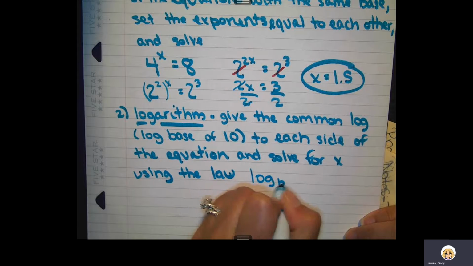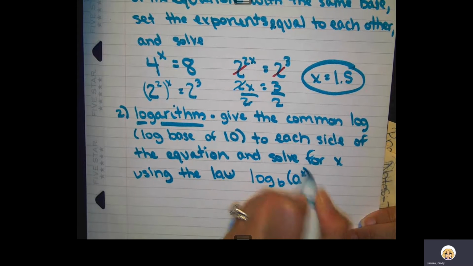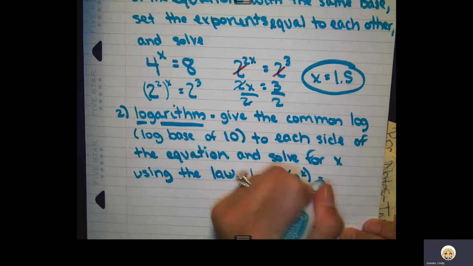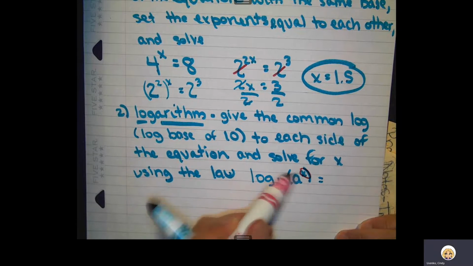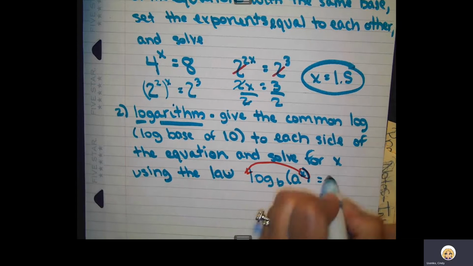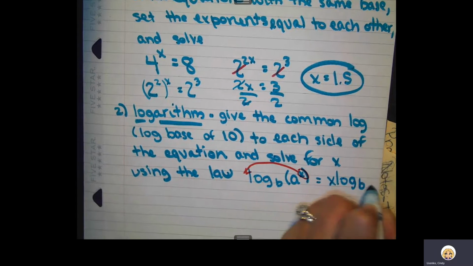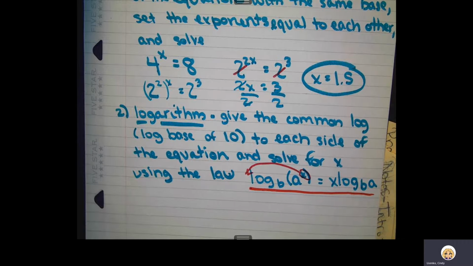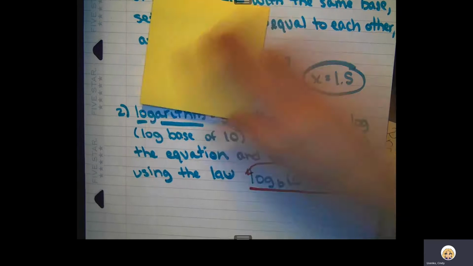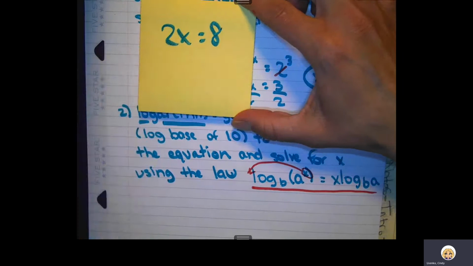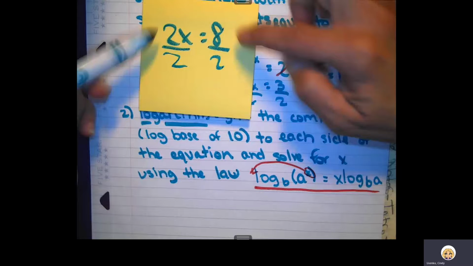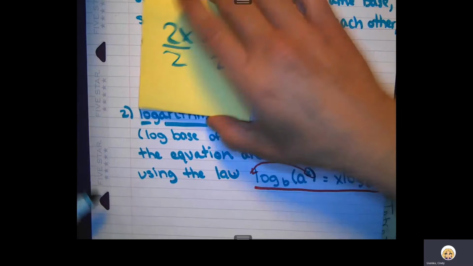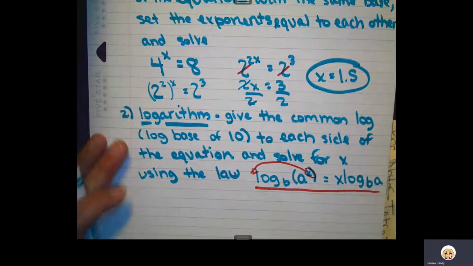Log base b of a to the x power equals, now remember this rule, when we have an exponent in our log, we can bring it to the front by making it x times log base b of a. We're going to be using this little rule because we want to get rid of the variable that is our exponent. Just like if we had 2x equals 8, to solve this we would divide both sides by 2. As long as you do it to both sides of the equation, it works out. Here we're going to put the log to both sides, and as long as we do it to both sides, it will equal out.